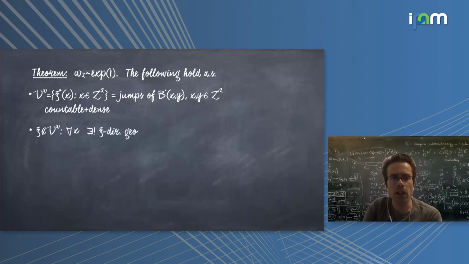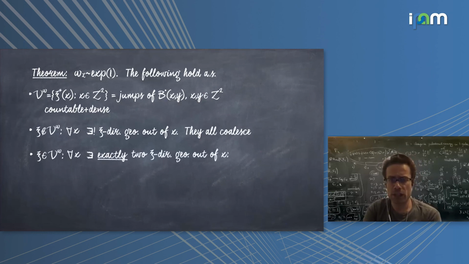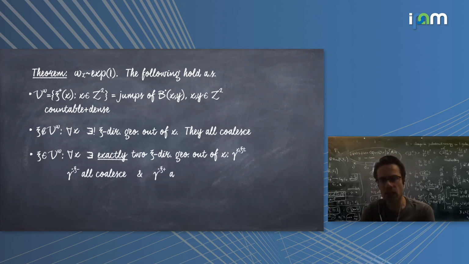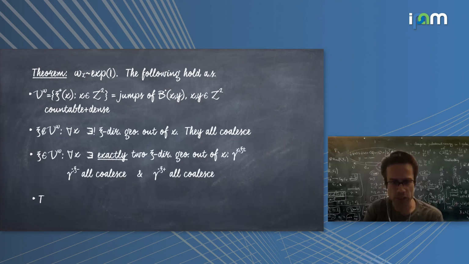If you are not an exceptional direction, then there exists a unique geodesic in that direction out of X, and all these coalesce. And if you are in that set of directions, there exist exactly 2 geodesics that are directed in that direction. And these are exactly the Busemann ones. And the plus ones, so the leftmost ones and the rightmost ones, they coalesce together separately as 2 separate sets of geodesics. And that's it. There are no other semi-infinite geodesics.